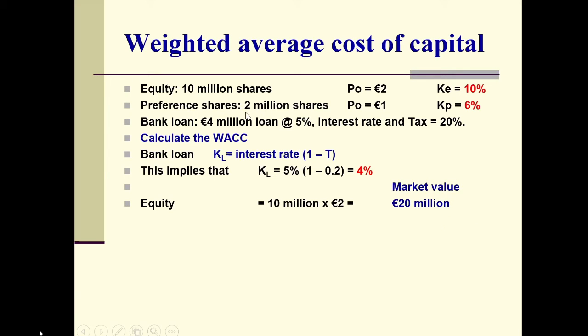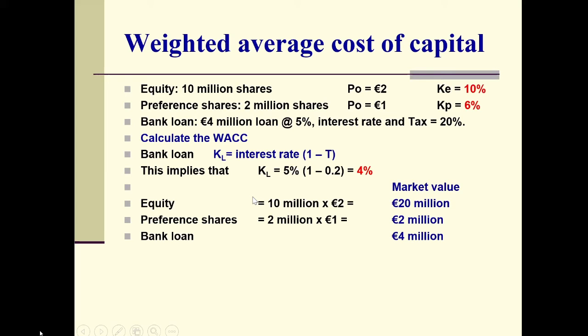Same again for preference shares. I got 2 million preference shares. They're trading at €1 each. So 2 million by €1, and you'll get an answer for that. Now watch the bank loan. As I showed you a few minutes ago, bank loans don't trade on the stock exchange. They don't have a trading price as such. They're not like debentures or shares. So what you got to do is just take the size of the loan. So if they borrowed 4 million, that would be the weight. You owe the bank 4 million. It's assumed that you'll pay back the 4 million you borrowed.